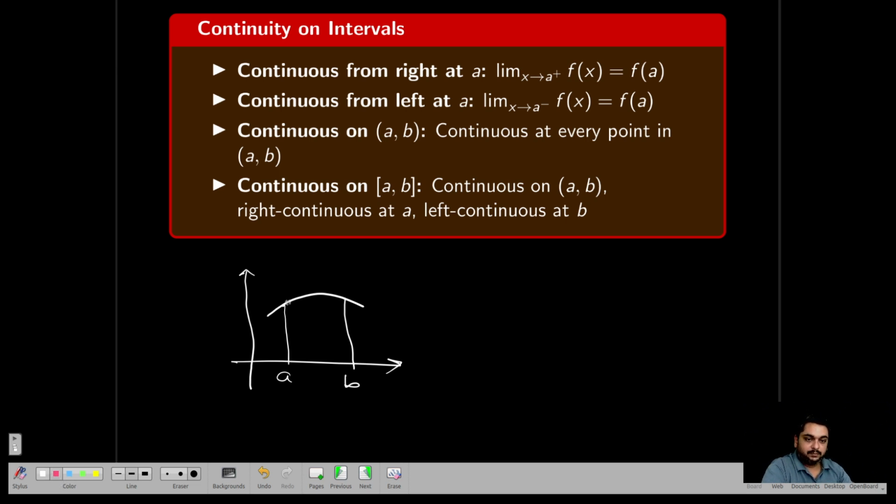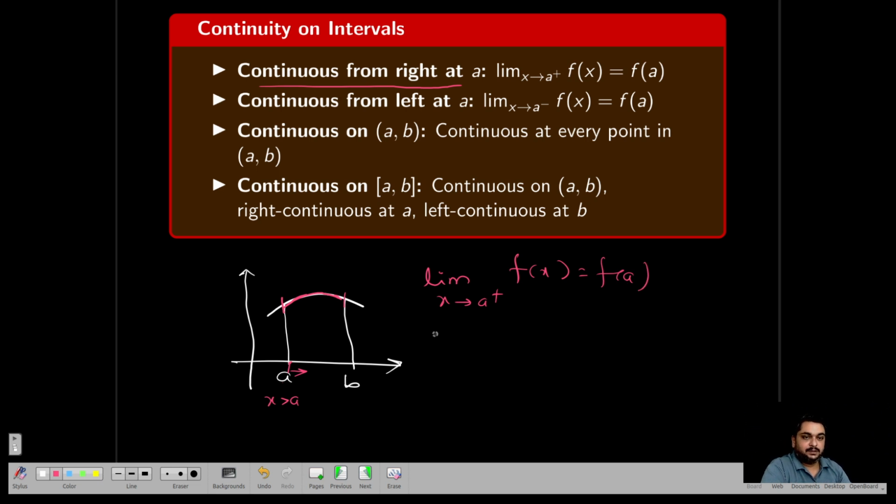I am checking the curve not at a point, from this point till this point. I am checking whether this entire line between A and B is continuous or not. So how to check it? First, let us understand the terminology. Continuous from right at A means from here in this direction. So how will you write? This is nothing but your right-hand limit, right? X approaches A plus, that means my X is greater than A, and the limit of f(x) is equal to f(A).